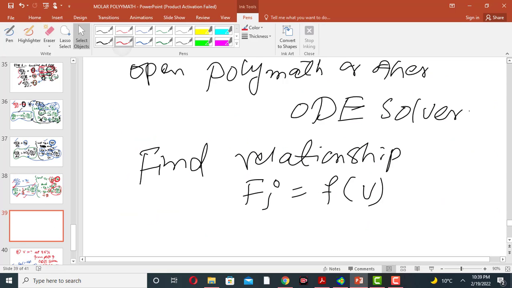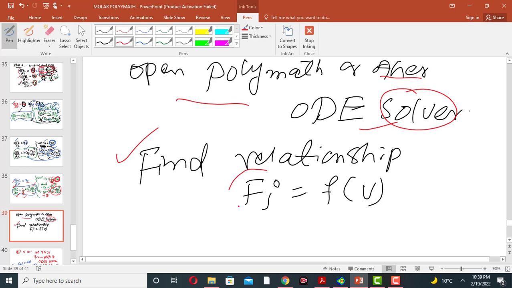Now open Polymath and our other solvers. So now we will find the relation between flow rate and volume in Polymath.